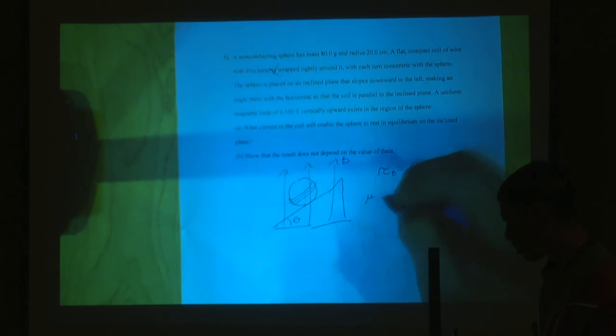Do we have an equation for torque by a magnetic field? Mu cross B, awesome. But let's break up what mu is. So mu cross B, and we know mu is equal to what again? NIA, awesome, thank you. So then we have NIA cross B, okay? So these are all vectors. It must equal the torque from gravity.